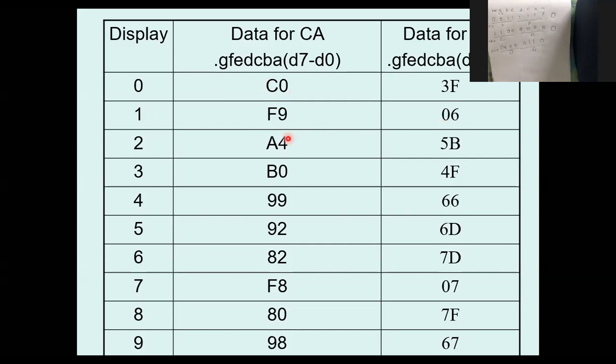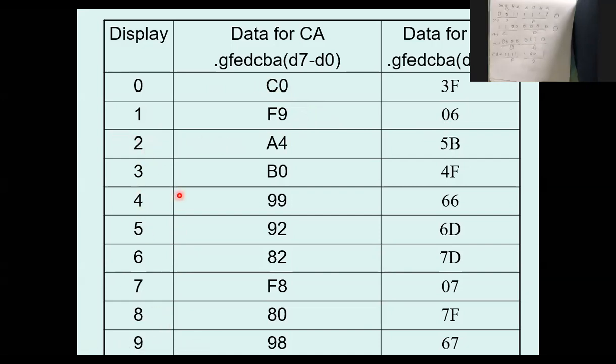In common anode, just reverse it: 1, 1, 1, 1, then 1, 0, 0, 1. Just reverse. That is F, that is 9. That is F9. In the same way, you can display 2, 3, 4, 5, 6, 7, 8, 9.